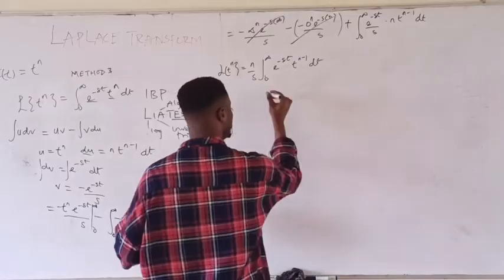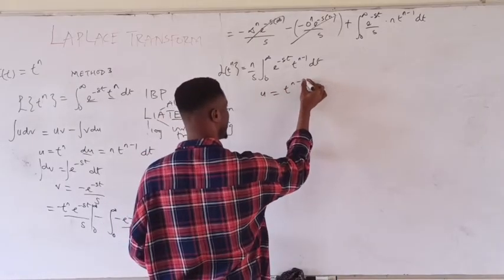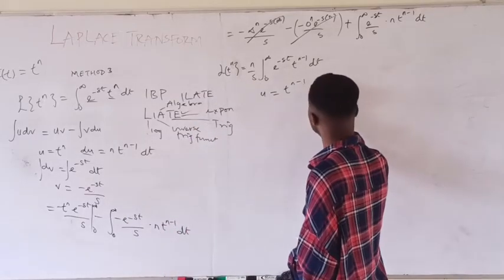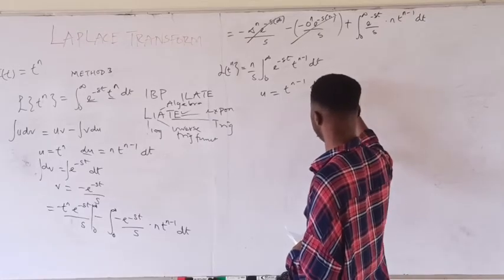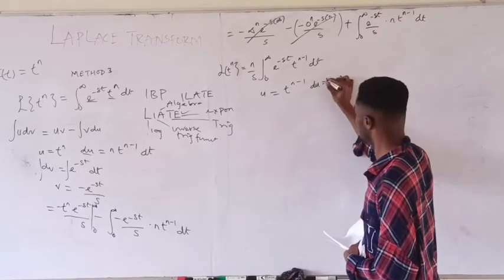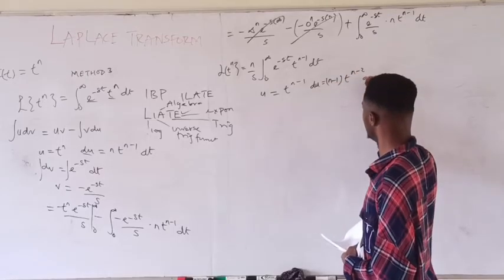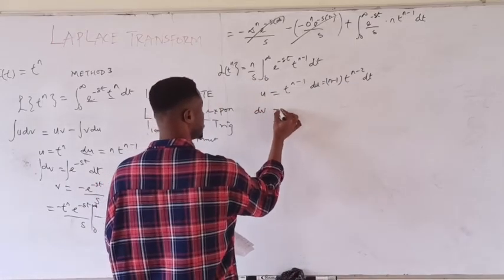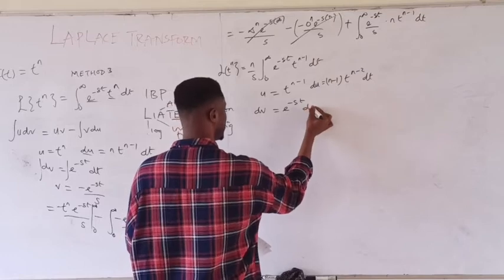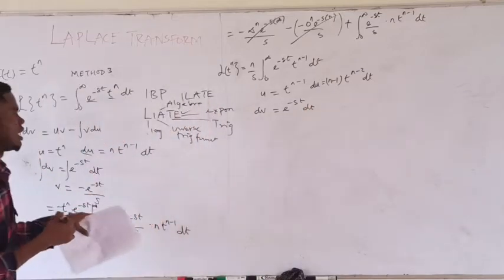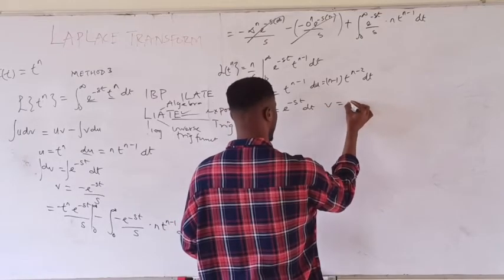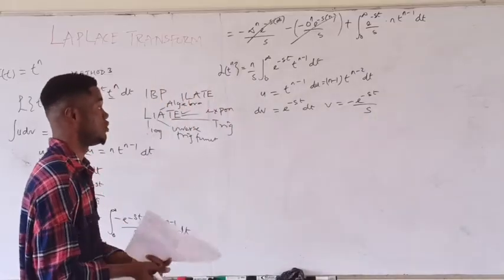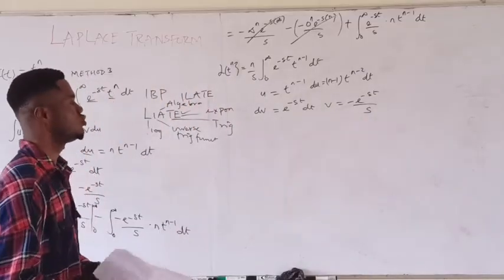So that is to say, u now again is equal to t raised to the power of n minus 1, and du is equal to n minus 1 t raised to the power of n minus 2 dt, right? So this is the value for u, and of course the v as usual is equal to exponential of minus st dt. So since I've done it here already, that is v is equal to minus exponential of minus st divided by s. So this is the value of our v and the value of our u. So we are going to plug it back into this integral.